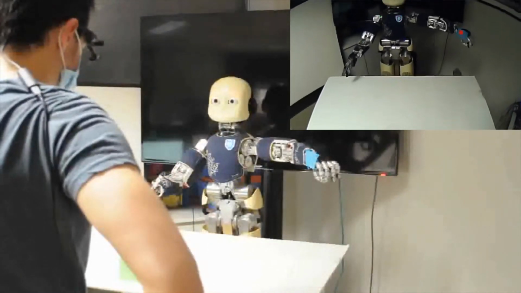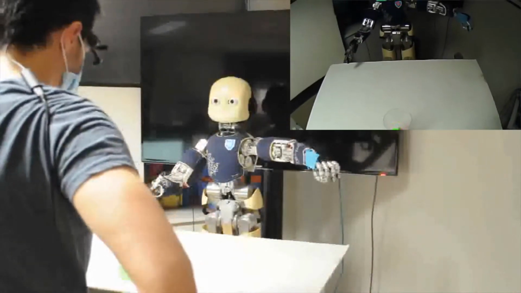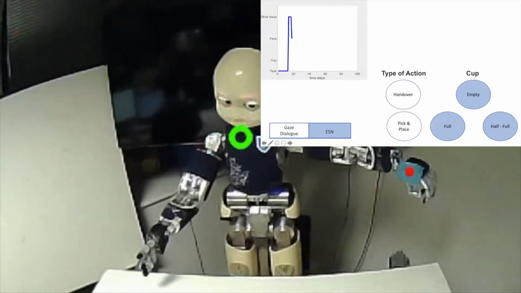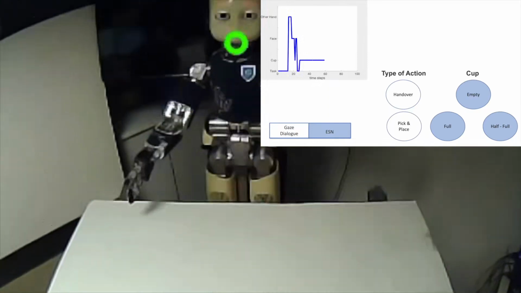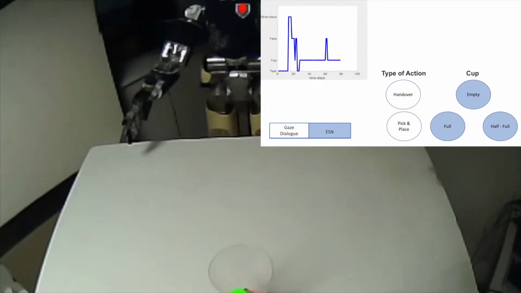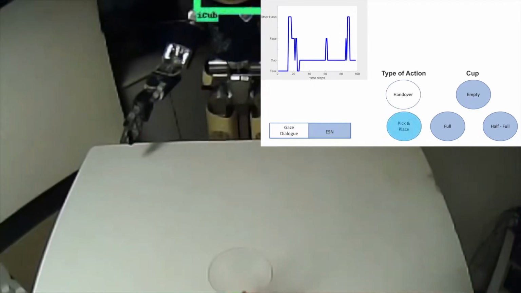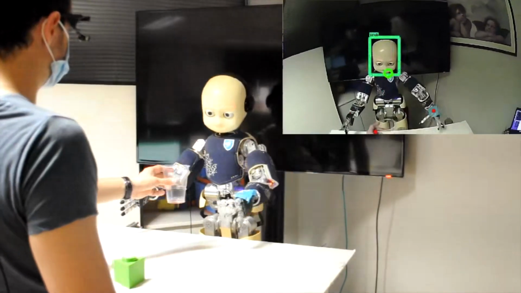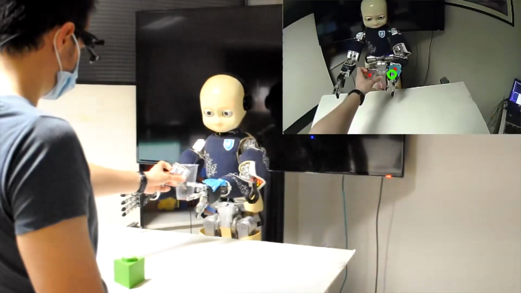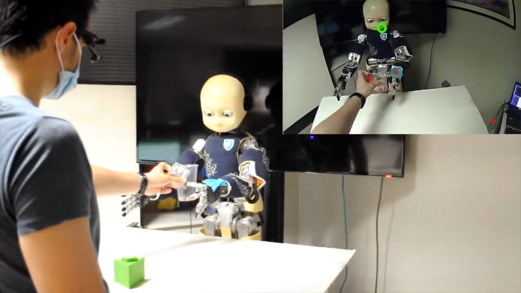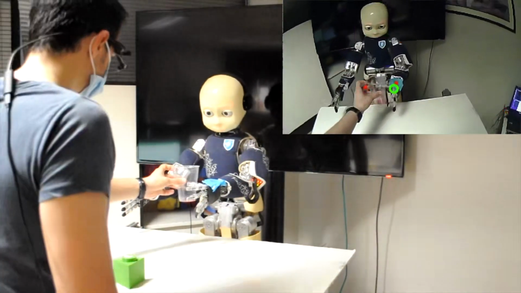In the gaze dialogue system, what it's doing in this case, which is a pick and place, is classifying a pick and place and also generating robot cues, which is part of the gaze dialogue. And in the case of handover actions, the gaze dialogue classifies the handover, and the Nichols-Taylor classifies what type of cup is being handed over.